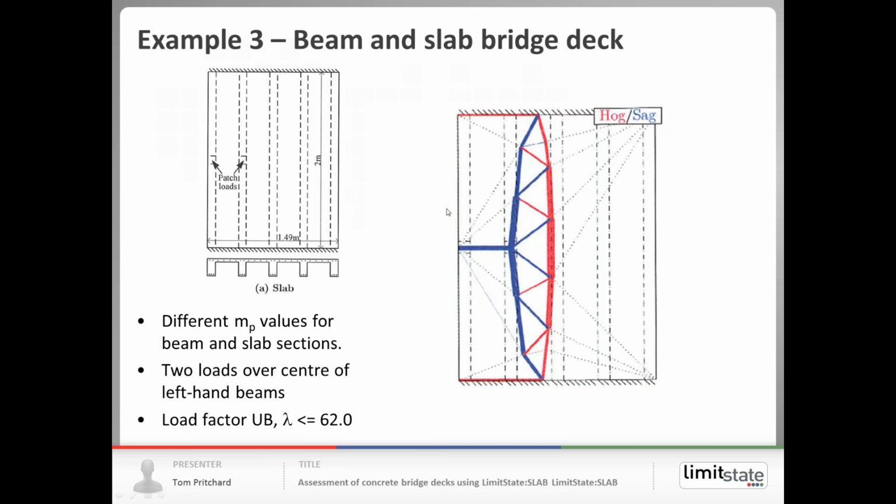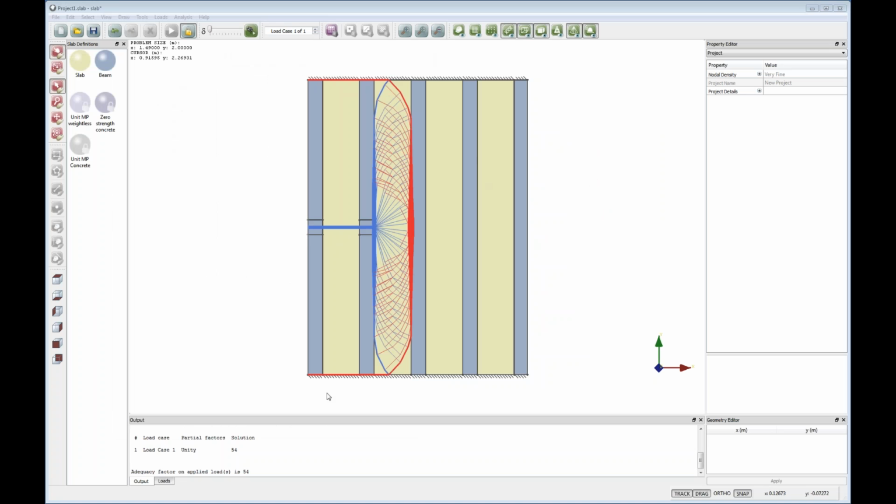Also, we can see that the failure mechanism that was obtained in Jackson's thesis looks very similar to the one that we've obtained, but ours is very much more complex, just showing exactly how powerful the analysis method is. So that's a beam and slab example problem. One of the things you might want to do in a case like this is actually traverse your load across a bridge.